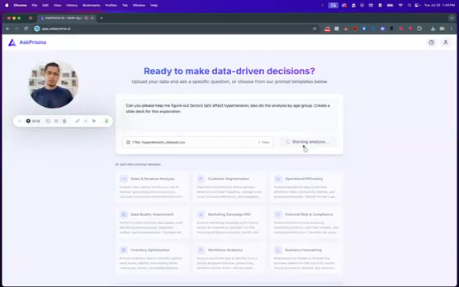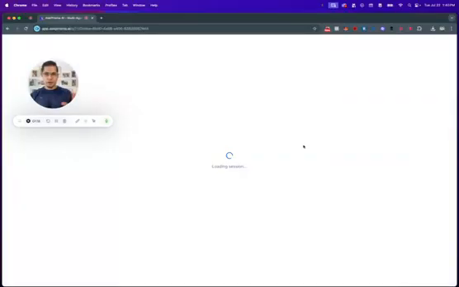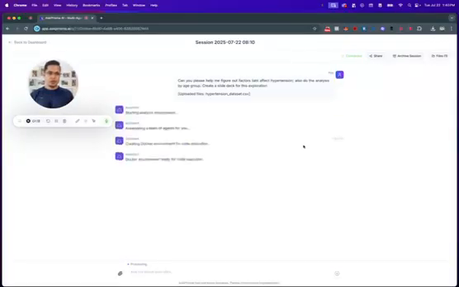Like every session, AskPrisma will create a Docker container, upload this data set to the Docker container, and then start exploring the data set within this isolated Docker container.